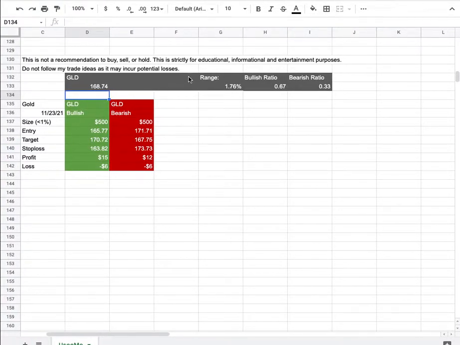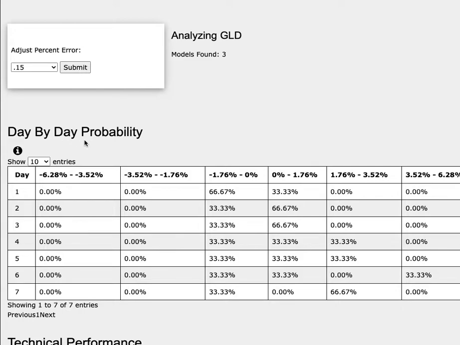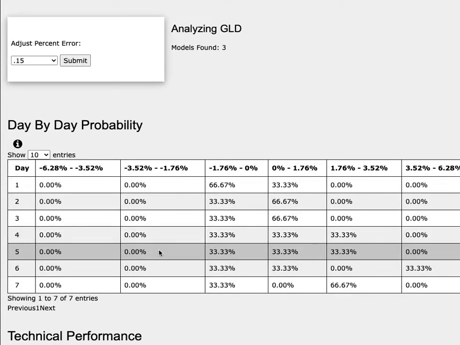So how did I develop these trade ideas? It all comes from the day-by-day probability model. As we progress to the 5th day or week of trading, gold futures has a 33% chance to climb between 0 to 2%, a 33% chance to climb between 2 to 4%, and to the downside a 33% chance to fall between 0 to negative 2%.